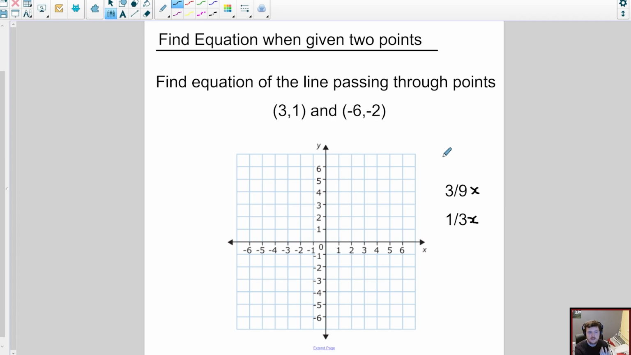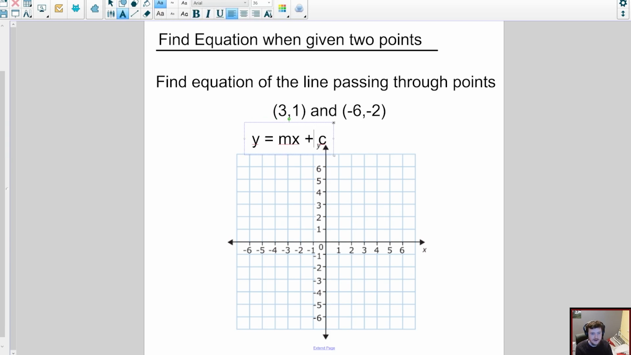To find the intercept at this point is a little bit trickier, but we can do it. We've got our 1/3 x. So we know that the form for a straight line is y equals mx plus c. And I know that the m is a third. So we've got y equals a third x plus c. And that's all we know so far. But we are given some of the points. So in this case, we know that 1 is equal to a third of 3.